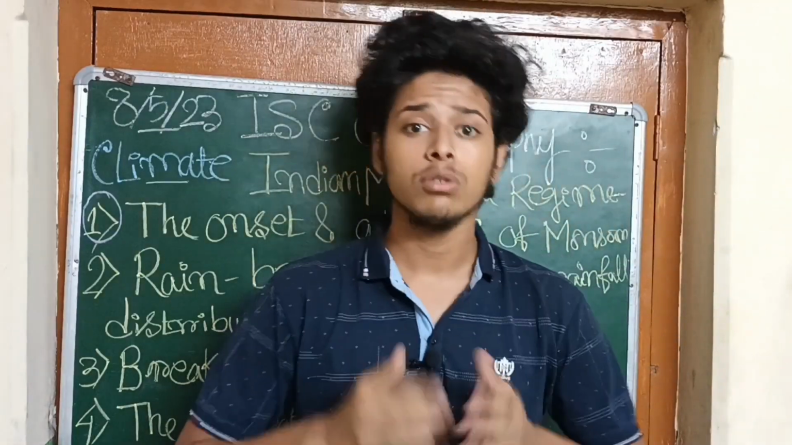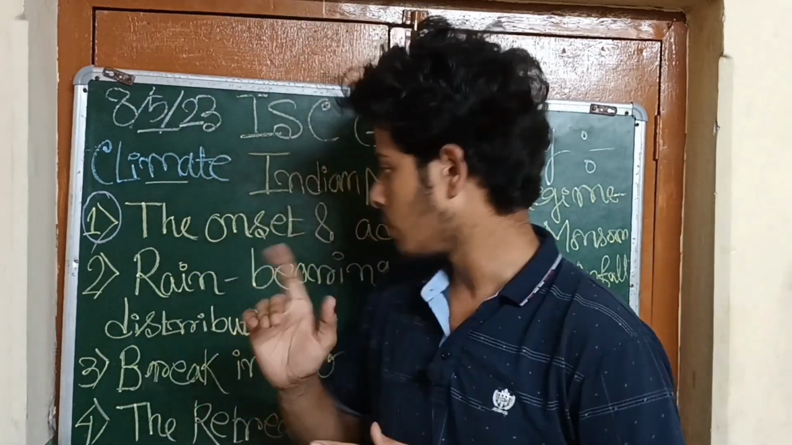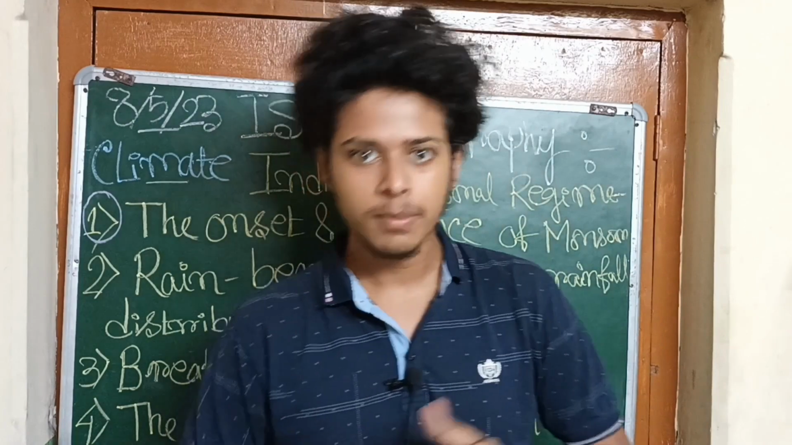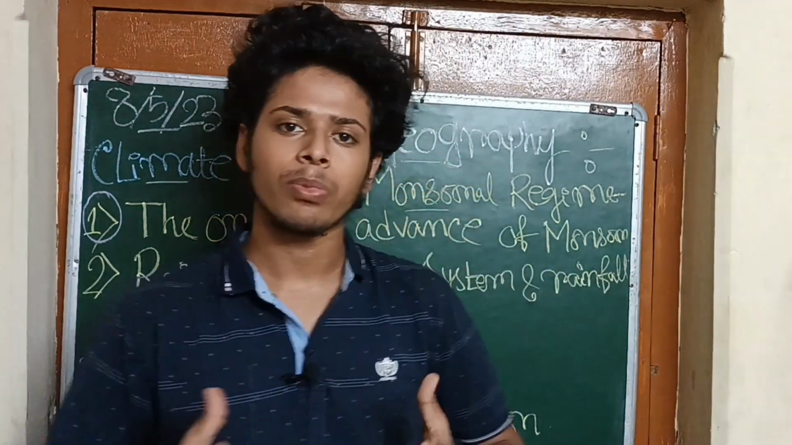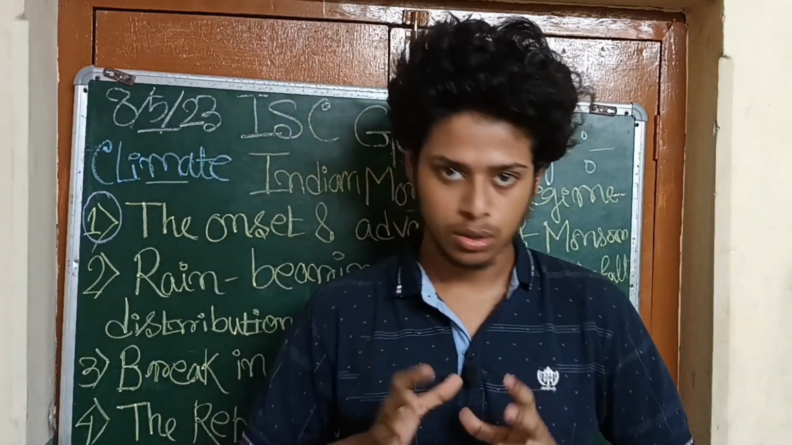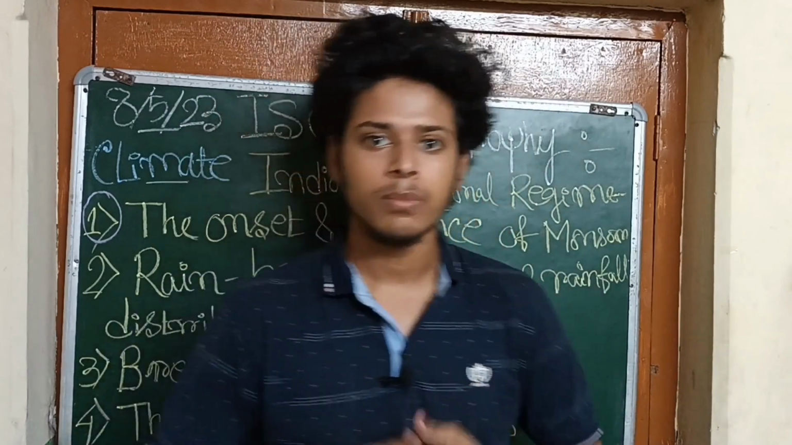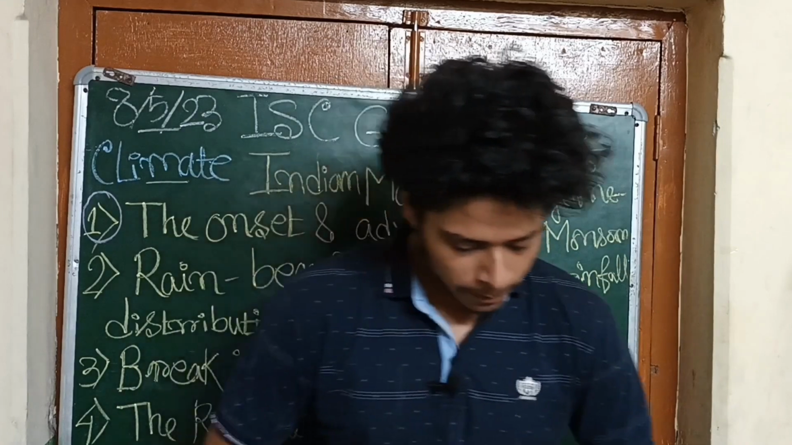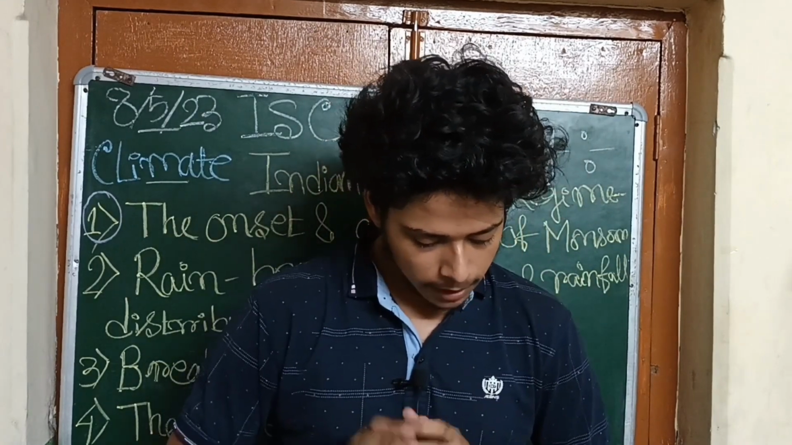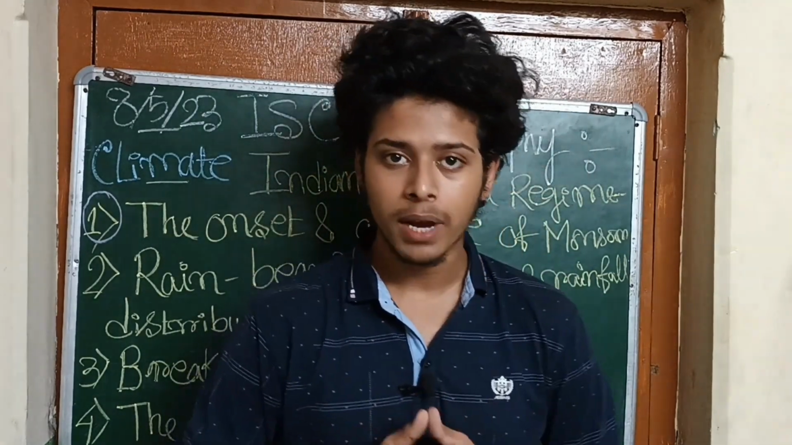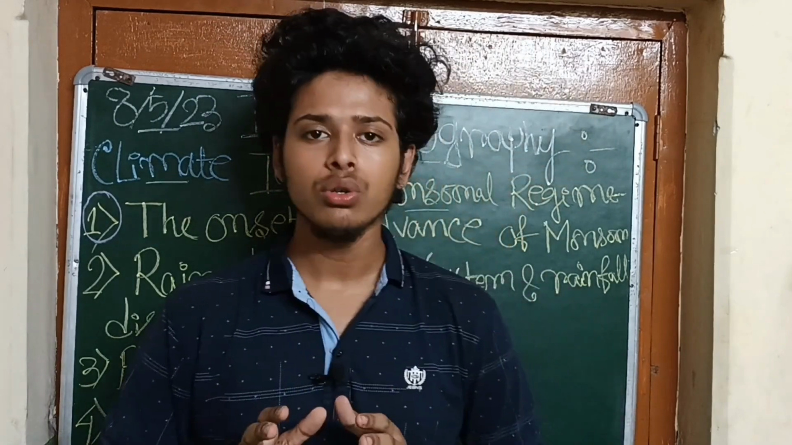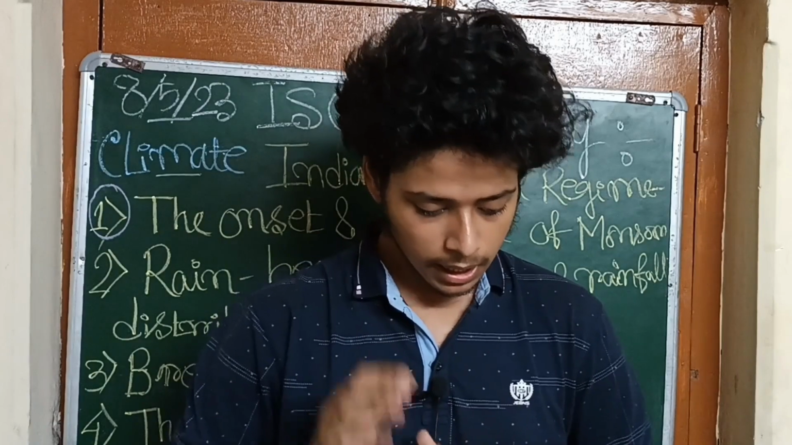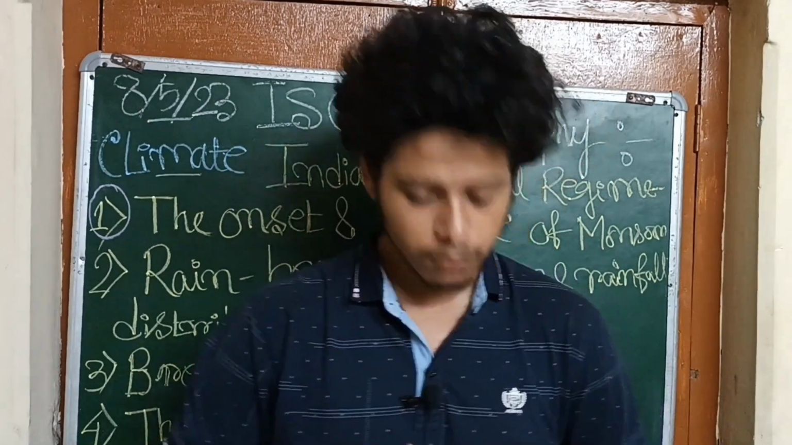So now moving to the next point, which is the rain bearing system and rainfall distribution. What is the rain bearing system, and how is the rainfall distributed? Firstly, we have to see that the monsoon rainfall is never continuous but comes as wet spells followed by dry spells.